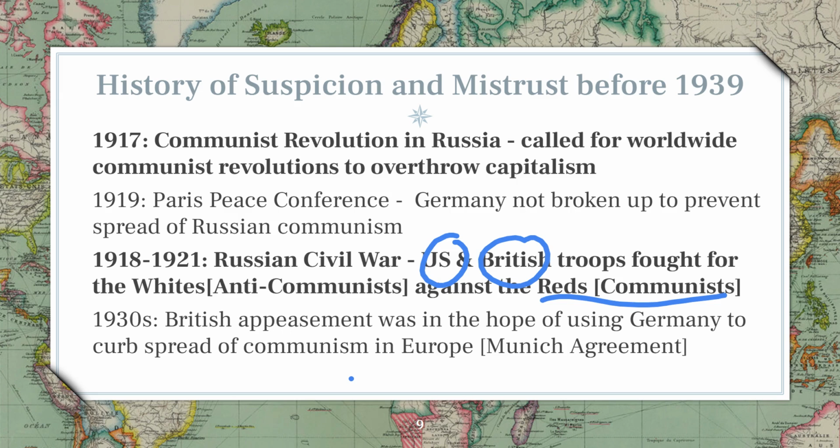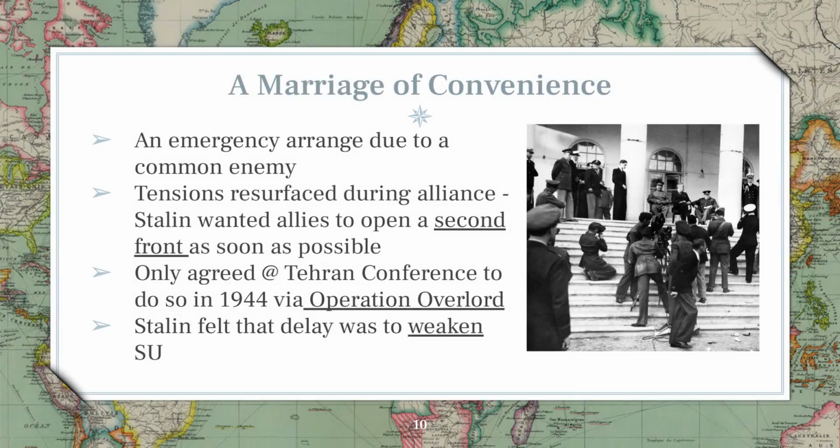For example, in the case of the Munich Agreement, because they hoped to use Germany again to curb the spread of communism in Europe. So, a bit of a trip down memory lane. If you recall, that was one of the reasons for appeasement, because they wanted to halt the spread of communism from the Soviet Union into the rest of Europe.